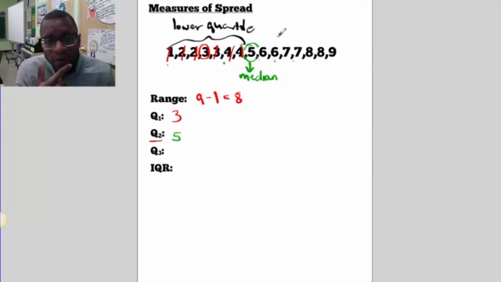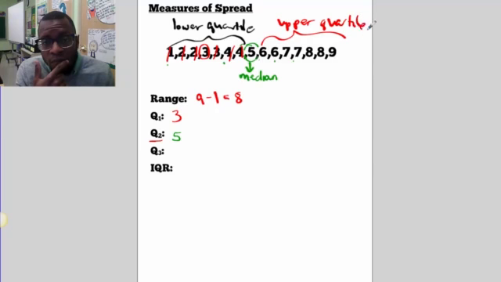And now we want to do the same thing for this set of data over here. This is our upper quartile. Okay, so we knock one off from each end. And we see that our value is going to be 7.